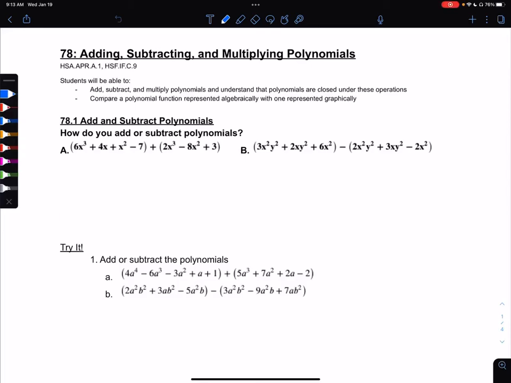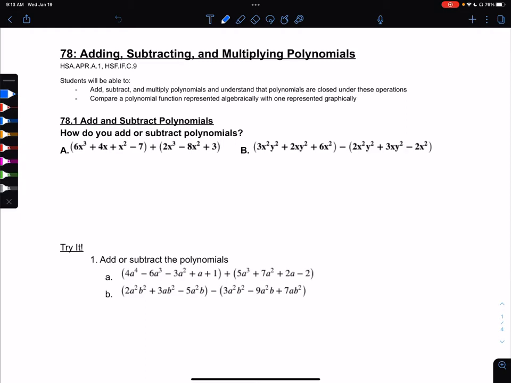In this video, we're going to look at topic 78, example 1, add and subtract polynomials. So they're asked, how do you add or subtract polynomials? And then we're given two examples. The main thing we want to look at here is when we're adding and subtracting polynomials, we need to make sure we only combine like terms.